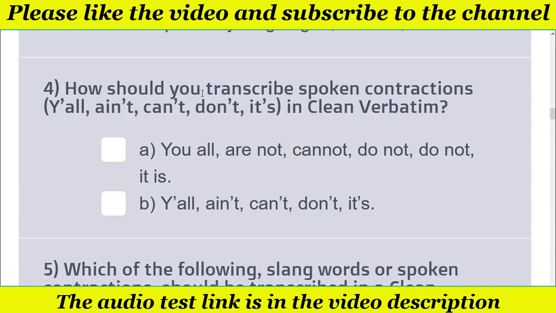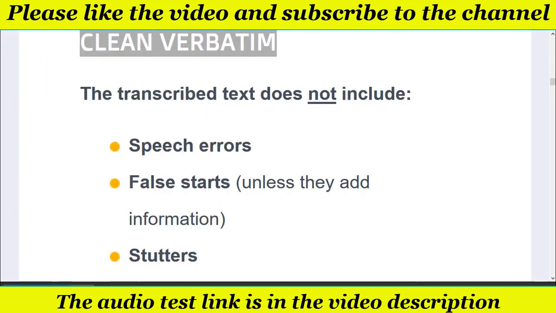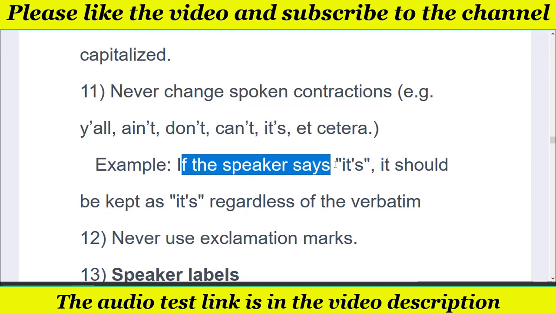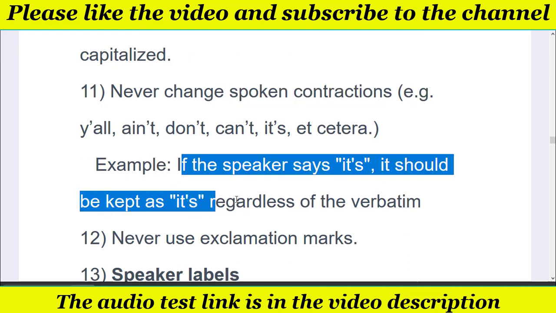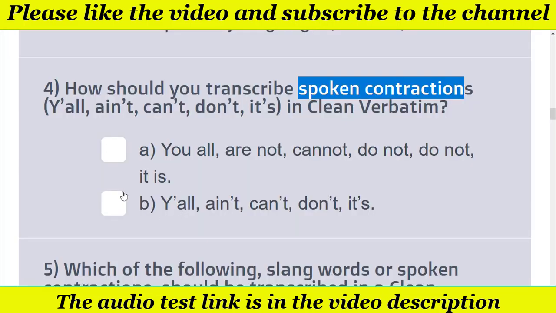Fourth question, how should you transcribe spoken contractions in clean verbatim? So we simply check spoken contractions in clean verbatim and get the answer. So here is, never change spoken contractions. For example, if a speaker says it's, it should be kept as it's regardless of the verbatim. So never change spoken contractions is the correct option. So B option is correct.